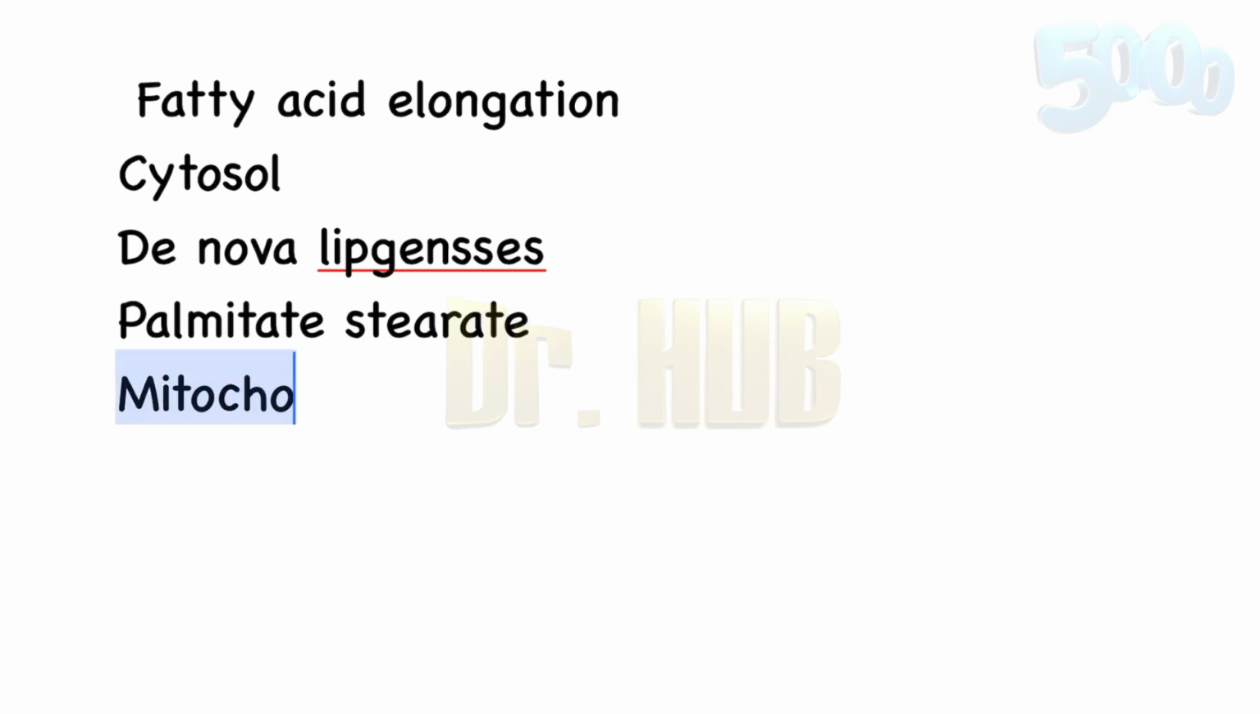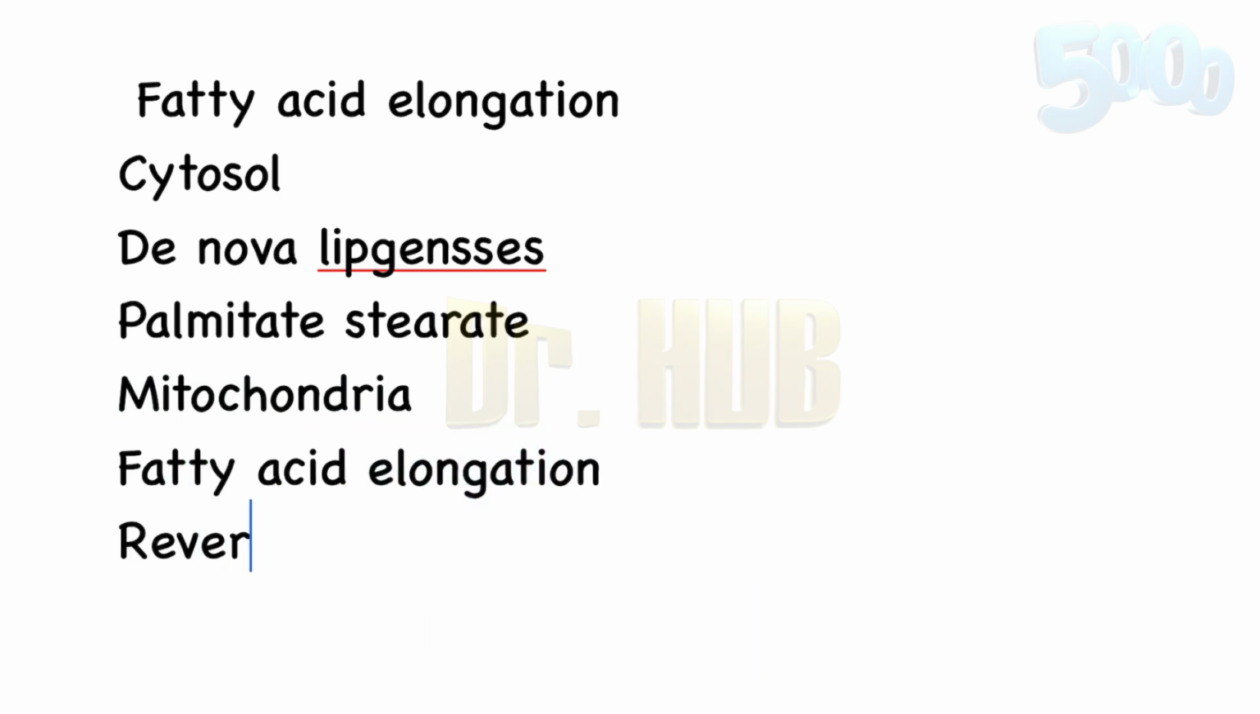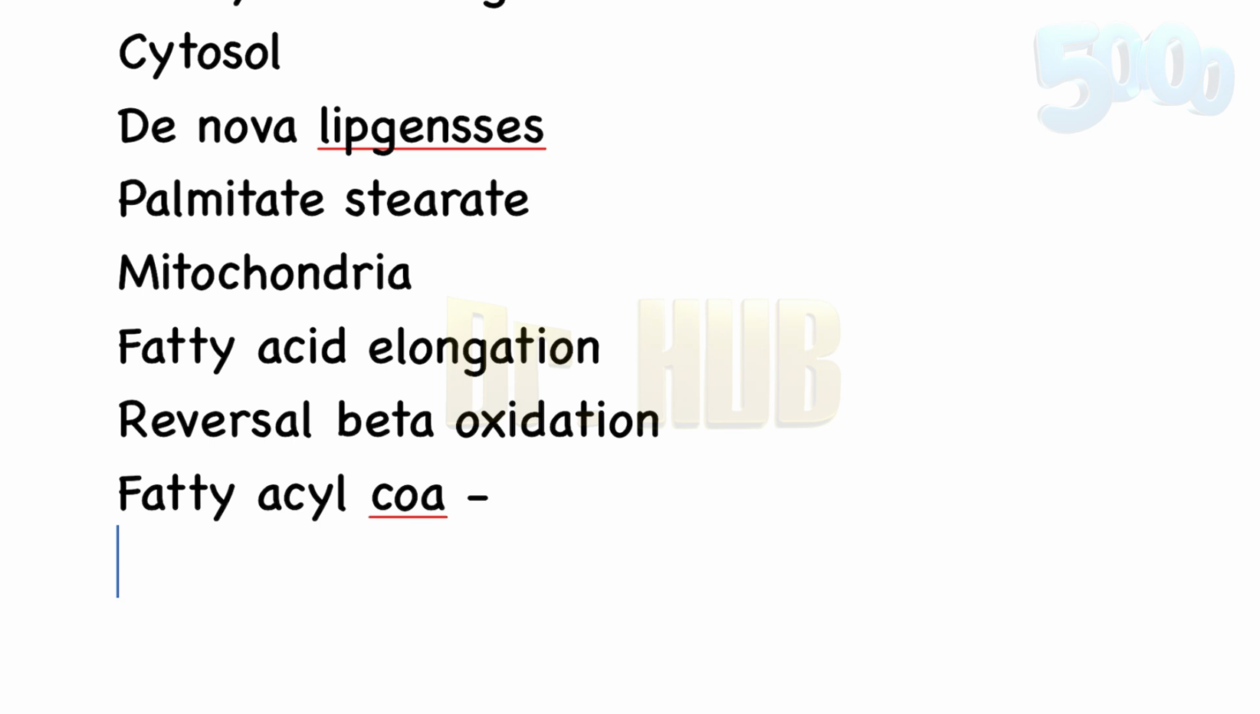Then we move on to the mitochondria. In the mitochondria, fatty acid elongation is seen. It occurs by a reversal of the beta oxidation. The elongation acts primarily on the fatty acyl CoA substrates, and it is shorter than 16 carbon.